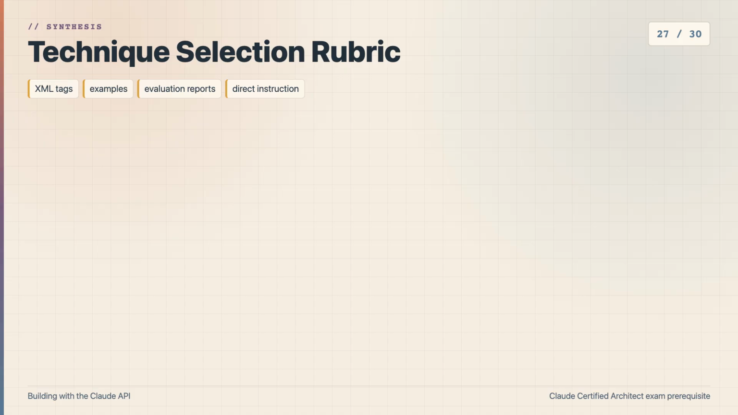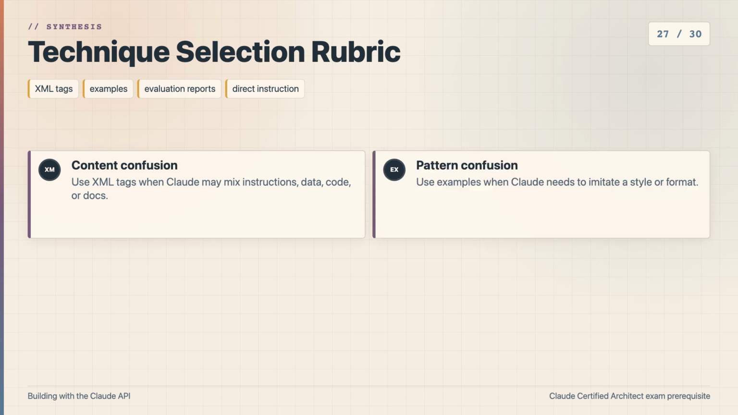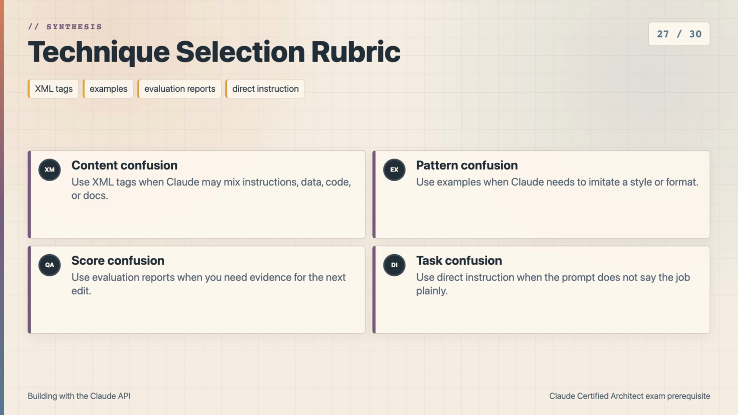Here is the rubric. If Claude mixes up pieces of context, add XML tags. If Claude understands the task but misses the pattern, add examples. If you do not know what is wrong, use the evaluation report and read the reasoning. If the prompt itself is vague, make the instructions simple and direct before adding anything else. The best prompts usually combine these moves in that order. Use the symptom first, then choose the smallest technique that fixes it.